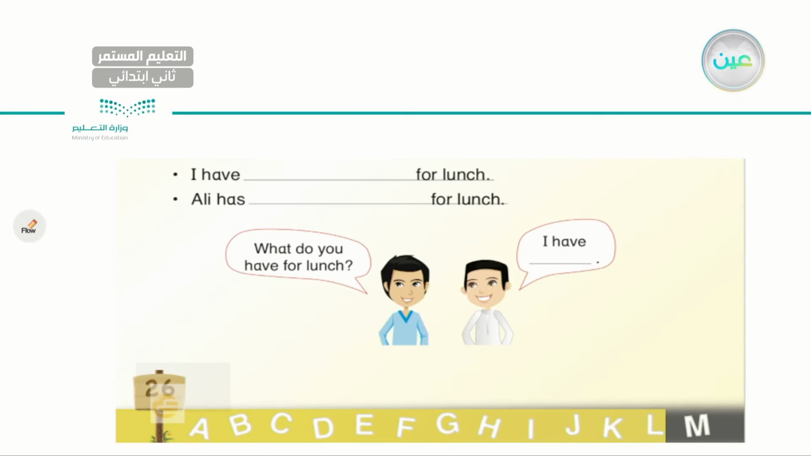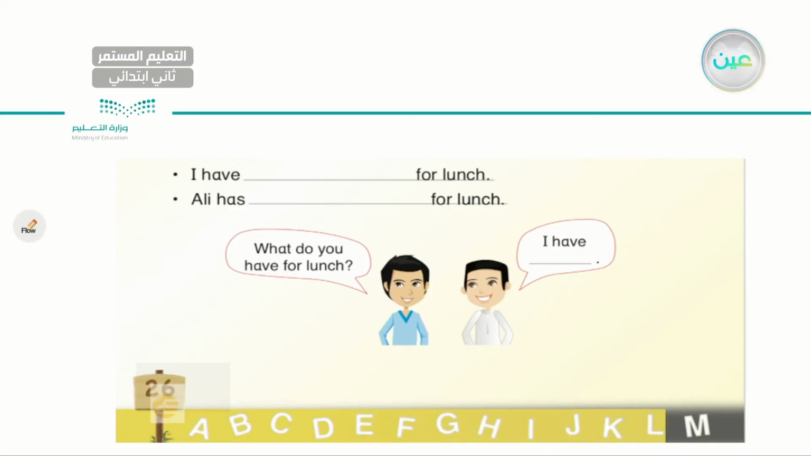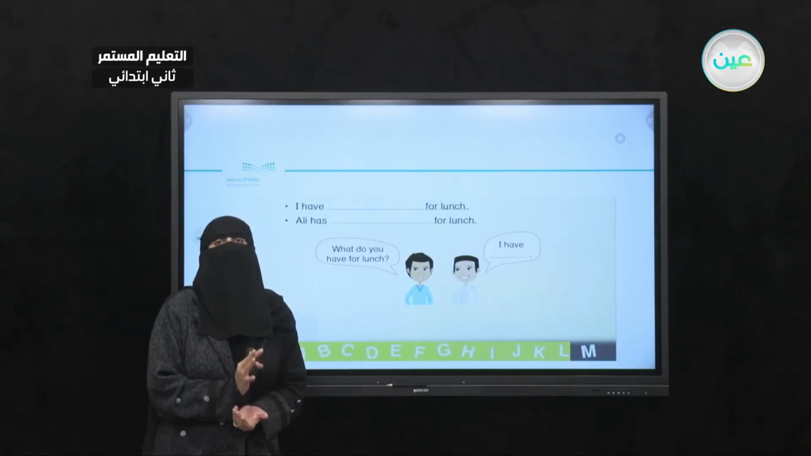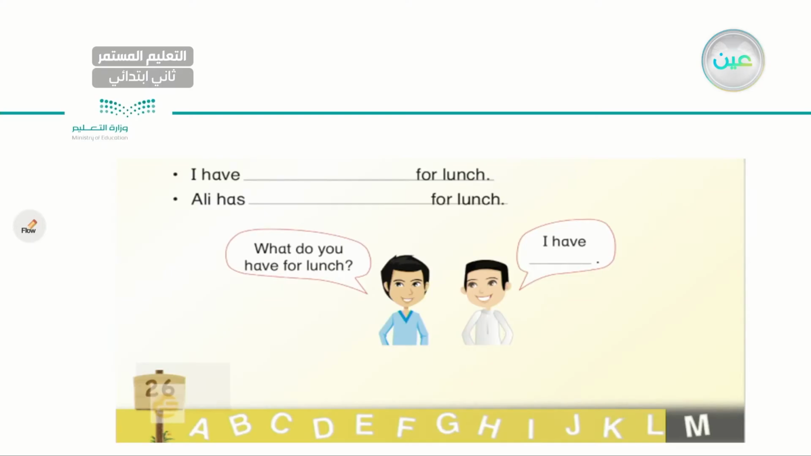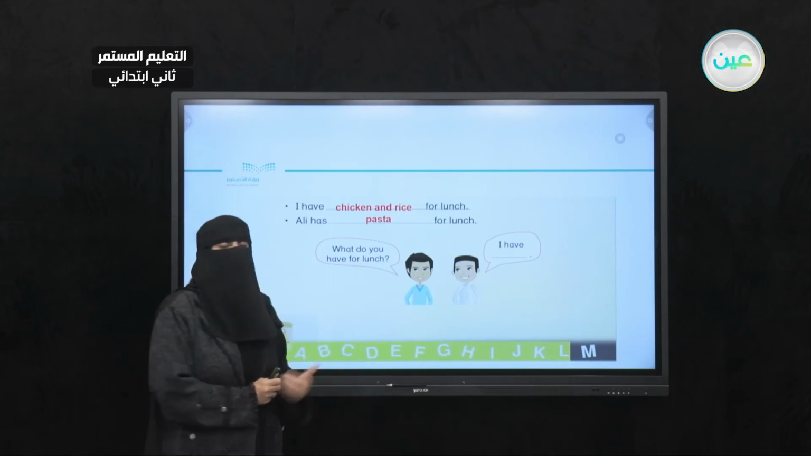Now, I have these boys who are trying to make a conversation, but let's form the sentences first. I have for lunch. Now you can write any answer that you want, but remember to pick healthy options, okay? I have chicken and rice for lunch. You can say, I have salmon for lunch. I have grilled fish for lunch, okay? Ali has pasta for lunch. We could say Ali has salad for lunch. Ali has pizza for lunch, okay?